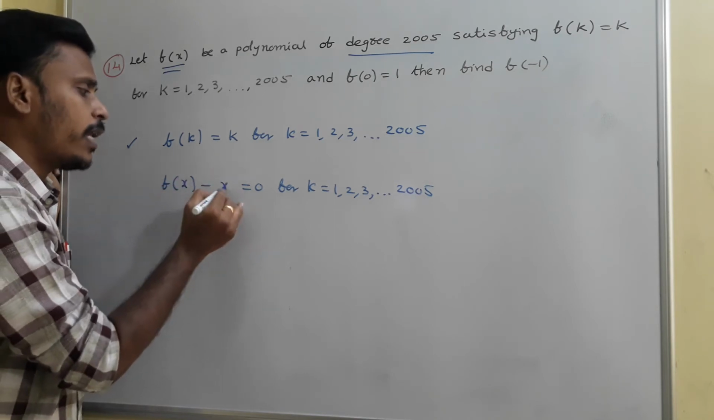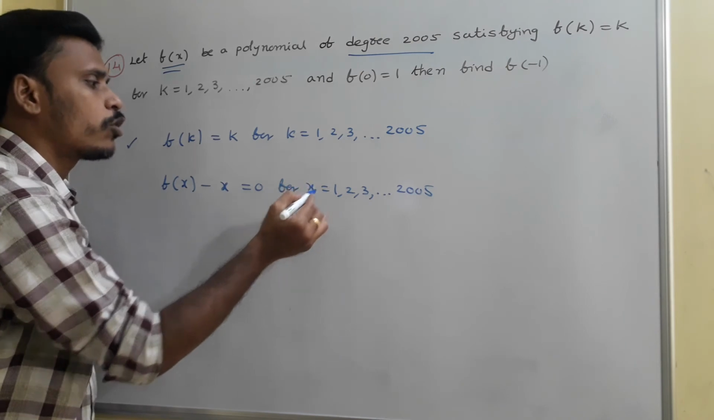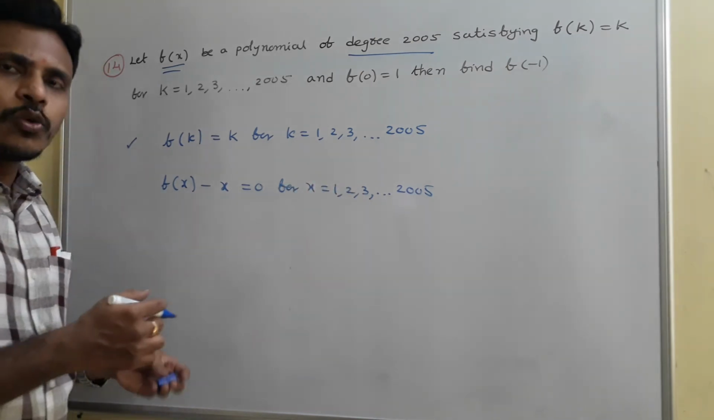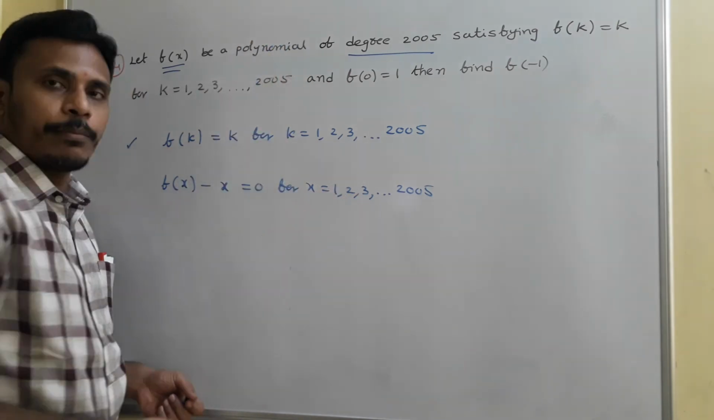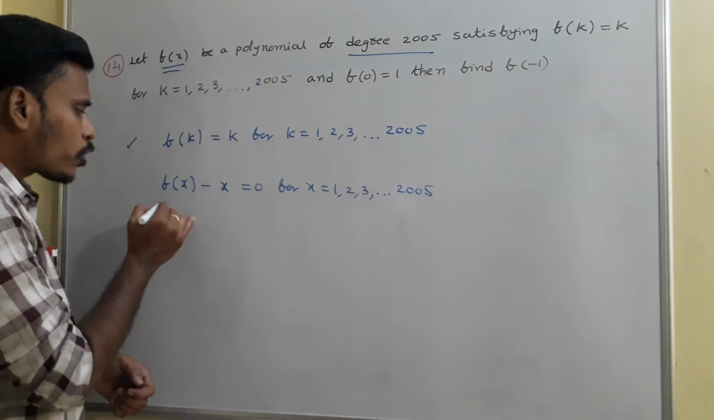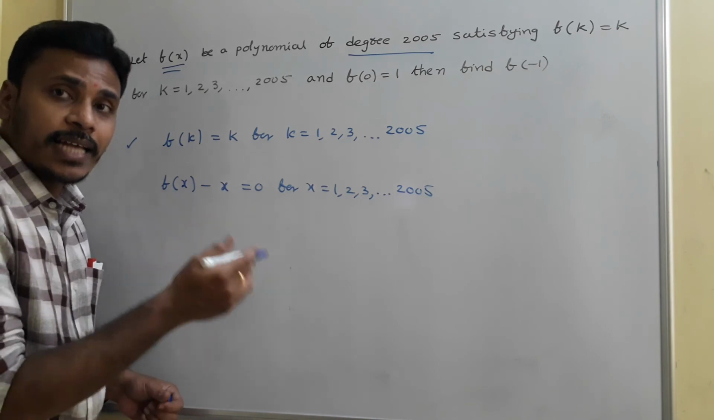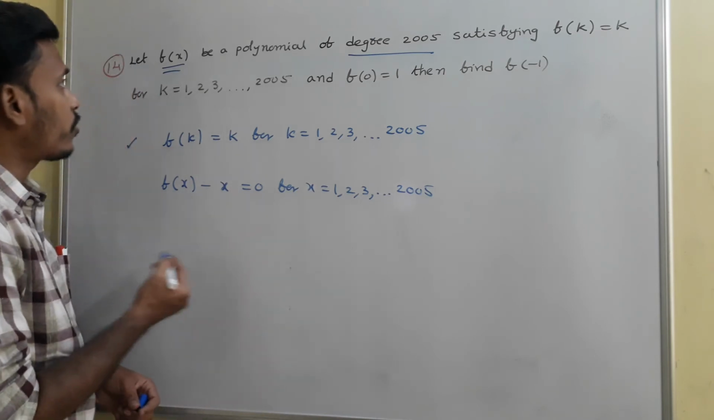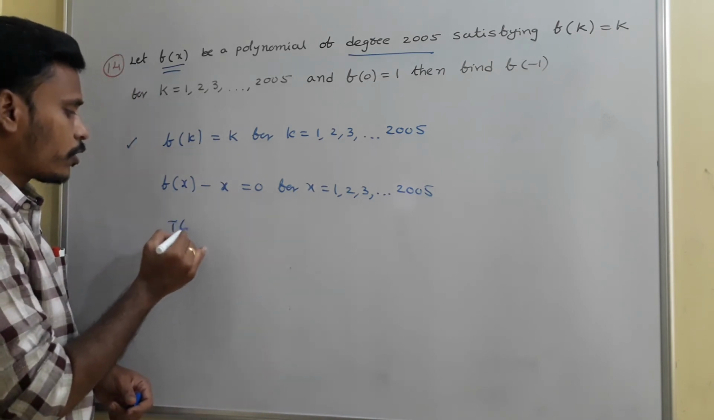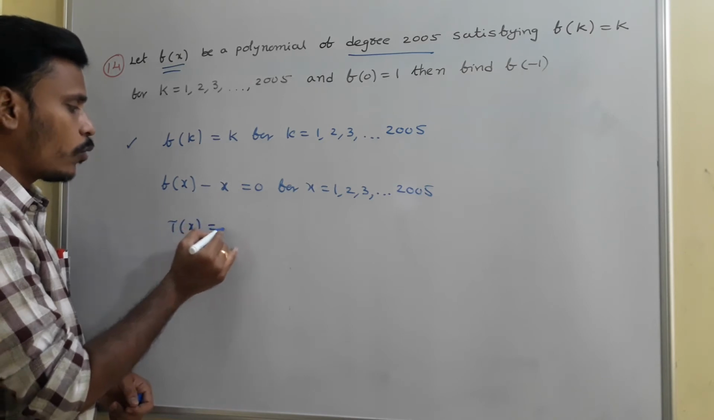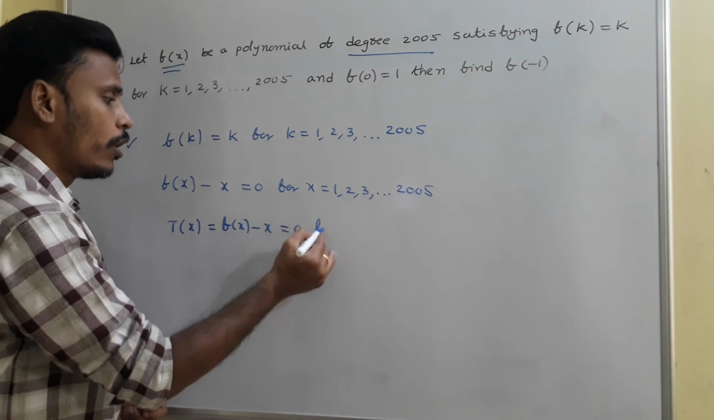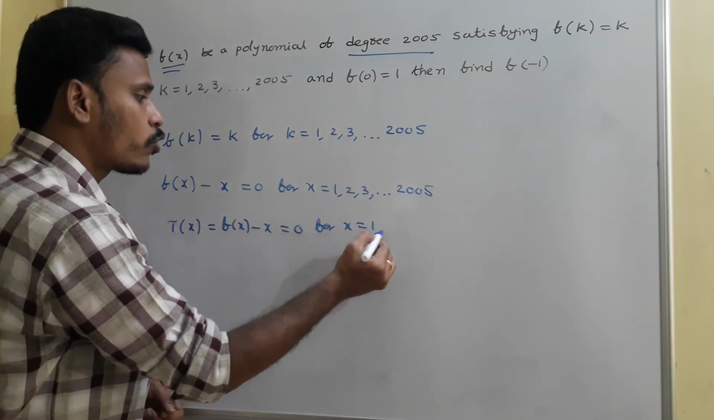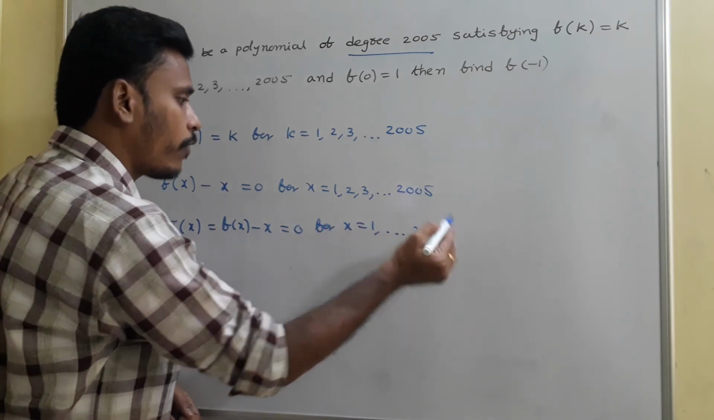f of x minus x equals 0 for x equals 1, 2, 3. Because we won't use that k or x, we just replace that k or x with these numbers. So no problem. Take this f of x minus x as some other polynomial, maybe t of x. So t of x equals f of x minus x, and that equals 0 for x equals 1, 2 and so on up to 2005.